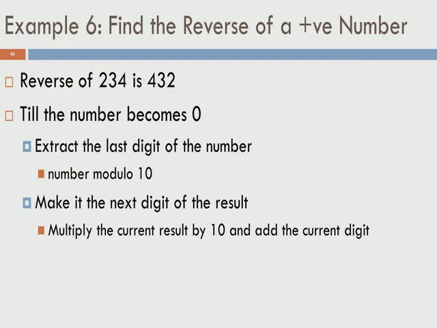Till the number becomes 0, extract the last digit of the number by finding the number modulo 10. That gives you the last digit. Make it the next digit of the result by multiplying the result by 10 and adding the current digit. I will show you a simple example to make this clear.